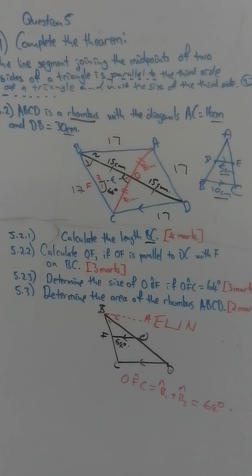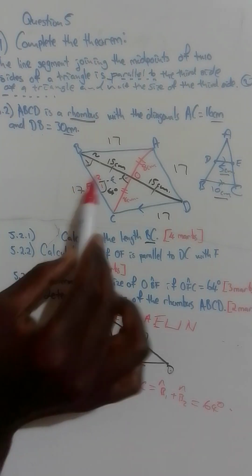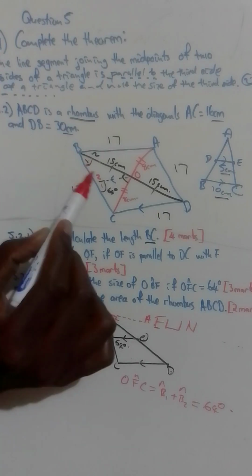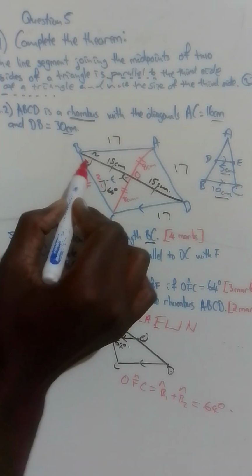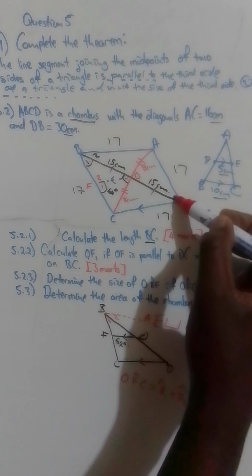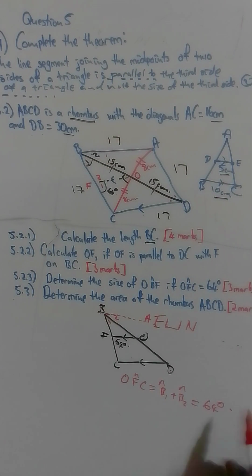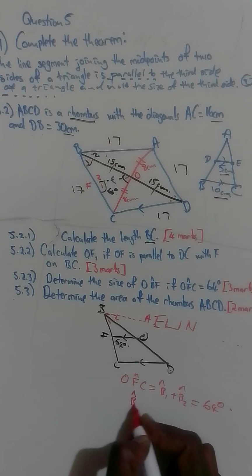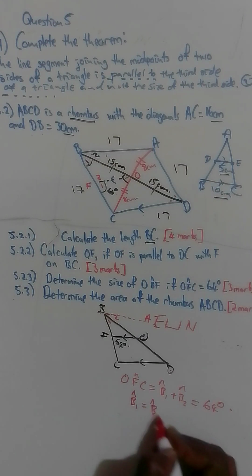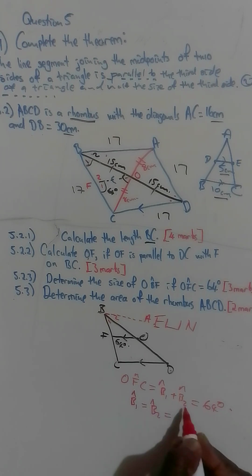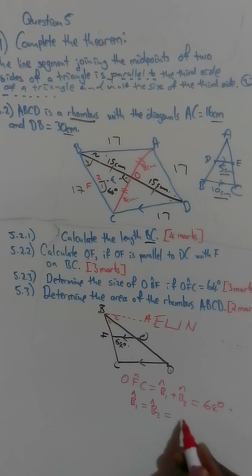But now, if we come back, what do we know about these diagonal lines? We know that these diagonal lines bisect, meaning to say that angle B1 is equal to angle B2. That's when we used to say that this angle B1 would be equal to angle D, and this angle D will be equal to that one. So now, since I got this, I say that angle B1 is equal to angle B2. If these two angles are equal, I must now say 64 degrees divided by 2, which will give me 32 degrees.